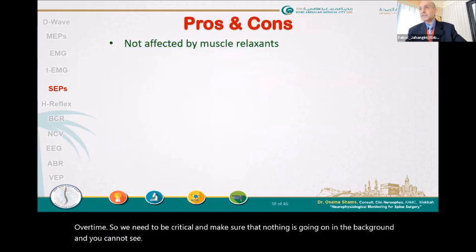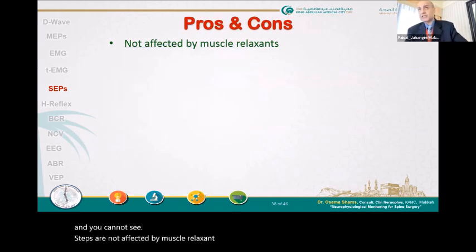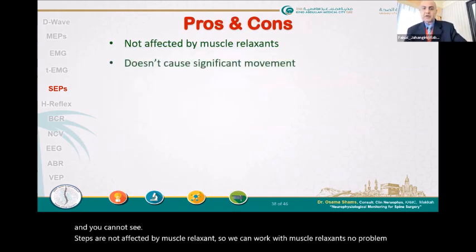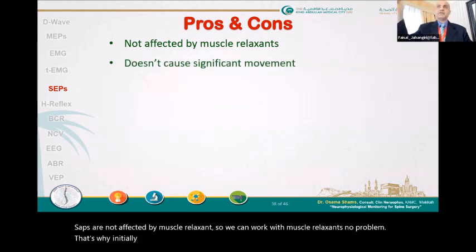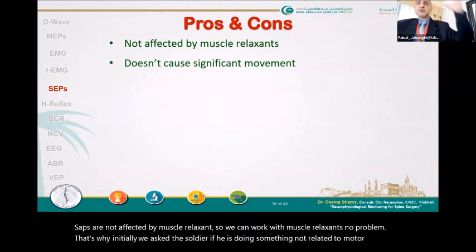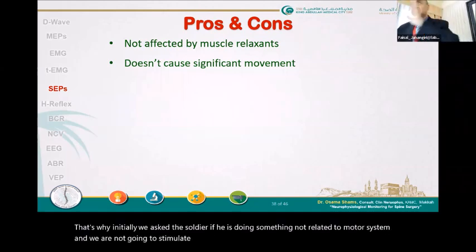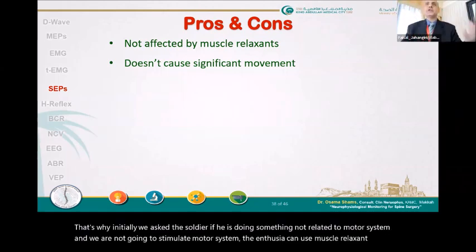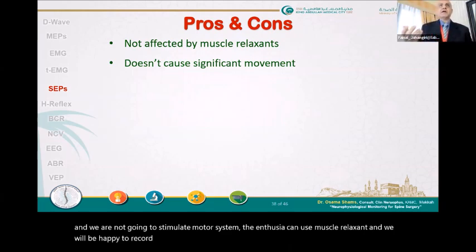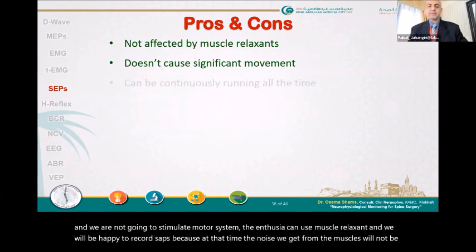SSEPs are not affected by muscle relaxant, so we can work with muscle relaxant, no problem. That's why initially we ask the surgeon if he is doing something not related to the motor system and we are not going to stimulate the motor system, the anesthesia can use muscle relaxant, and we will be happy to record SSEPs, because at that time the noise we get from the muscles will not be there.